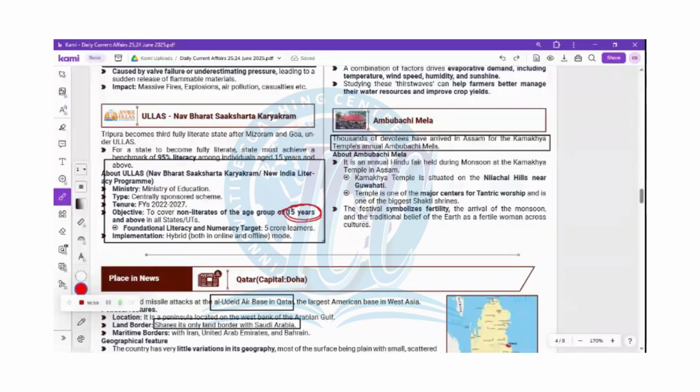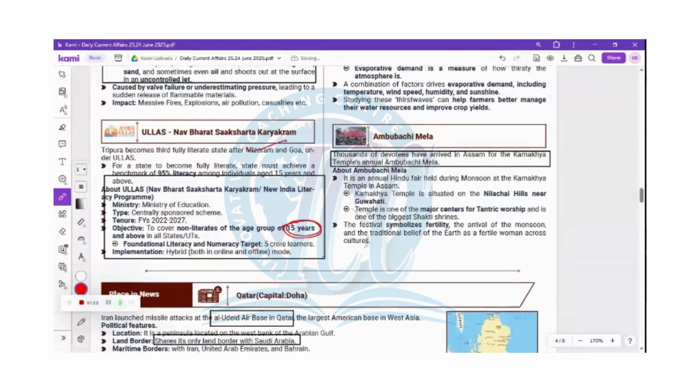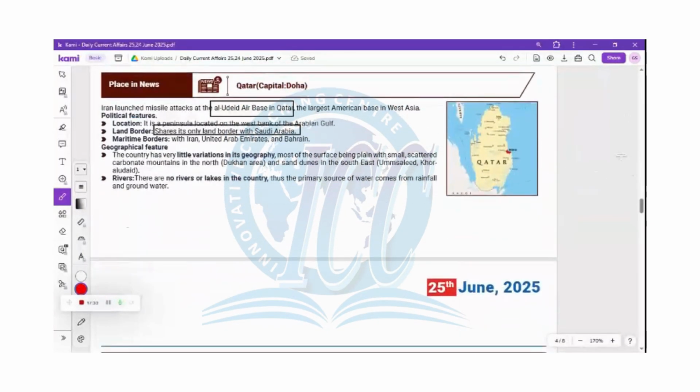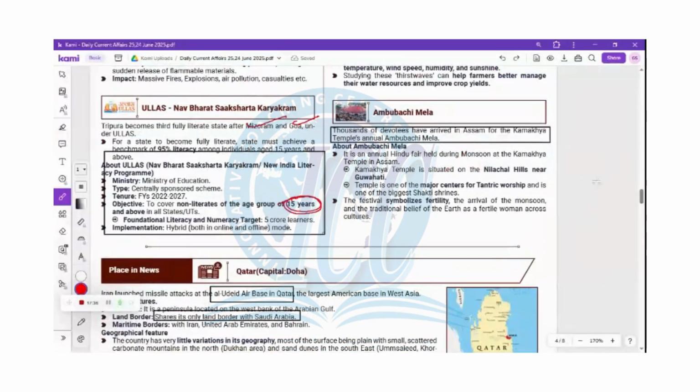Now, the objective of this is for people who are non-literate adults, who have missed their schooling, to teach them basic numeracy and counting, and the ability to read basic material. It is provided both in hybrid way, that is online and offline mode. So again, you can write it in digital governance. And after Mizoram and Goa, Tripura became the third state to be fully literate in terms of ULLAS. Important.